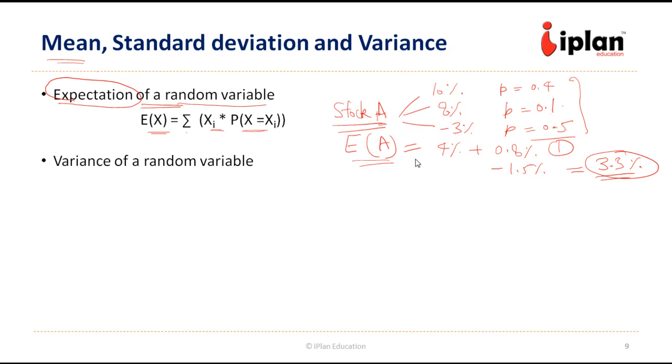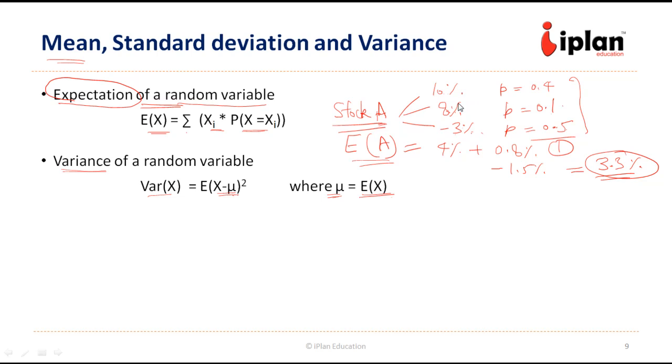Now let us look at the variance of a random variable. It is given by the expectation of the squared difference between the random variable and the population mean, where mu is nothing but the expectation, which is the mean. If we look at the example which we just discussed, there is a lot of variation in the possibilities. Stock A could give 10% return, it can give 8% return, or it can even give minus 3% return. So how do we capture this variation? For that, we have a parameter called variance.